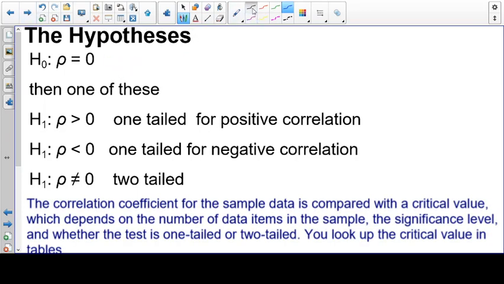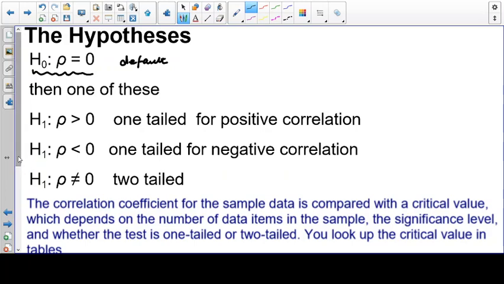Now this is our default null hypothesis. So we are always going to assume that there is no correlation. And then we are going to get our sample PMCC to see if there's enough evidence to suggest that actually there is evidence for positive correlation, or for negative correlation, or for some correlation but not in a particular direction.